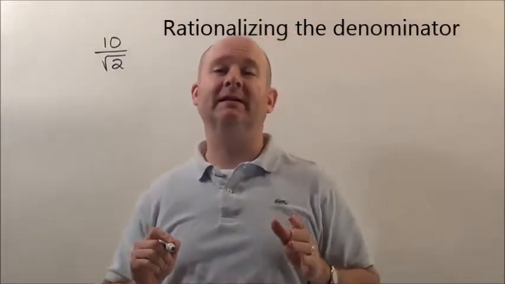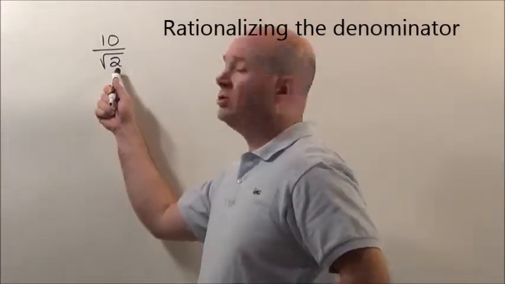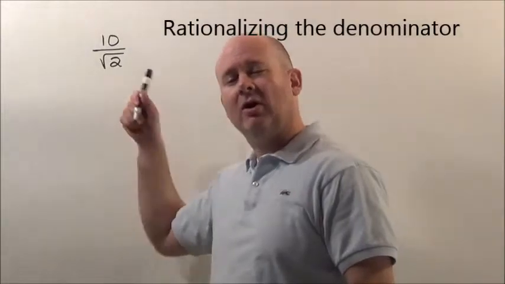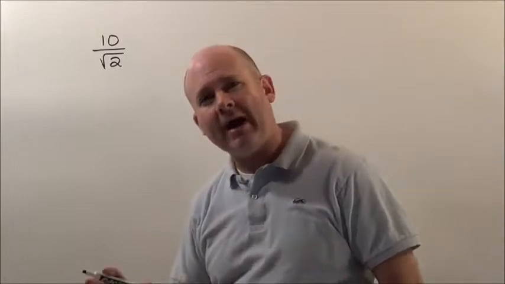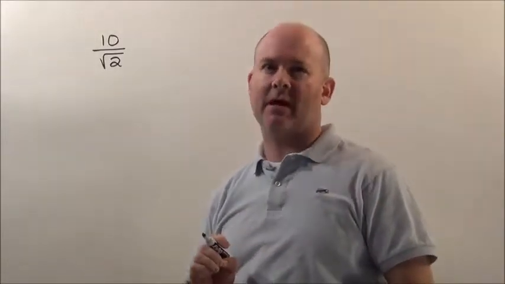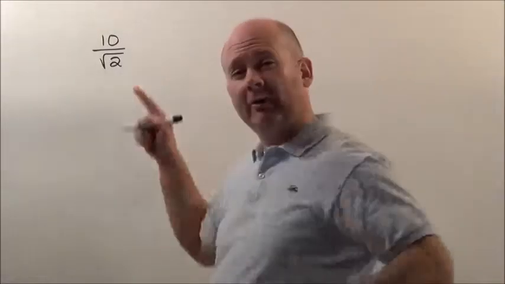Let's talk about rationalizing the denominator. What happens is you cannot have a radical sign underneath, down in the denominator. You can't have it underneath your division sign there. Radicals are not allowed down in the denominator. So what we have to do to get rid of them is very easy.